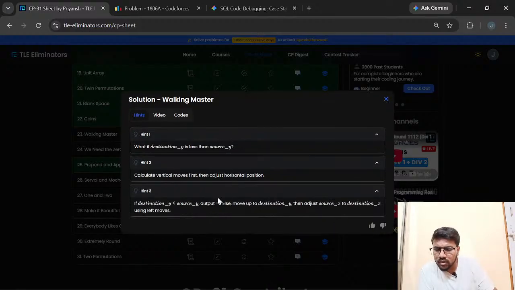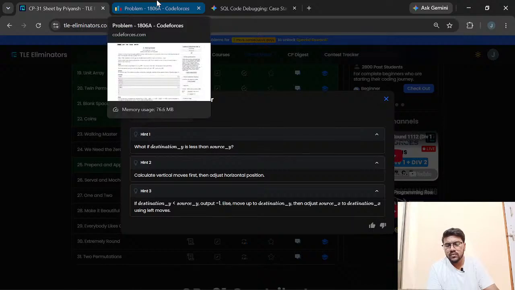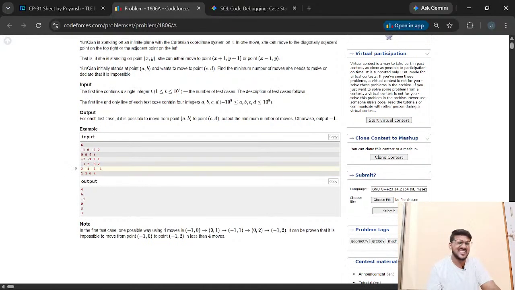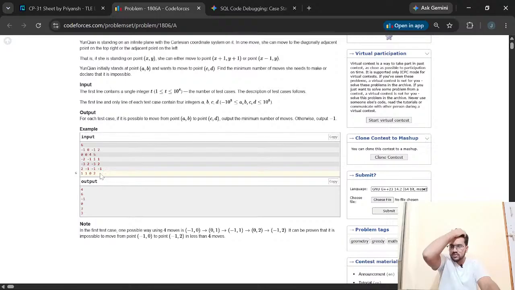Let me also check the third hint in the chat. If destination y is less than source y, output minus 1, else move destination y to source y using left moves. First we will calculate if destination y is less than y. If destination y is less than minus y, then output minus 1. Okay, so we can't go negative, right? That's why we're printing minus 1.